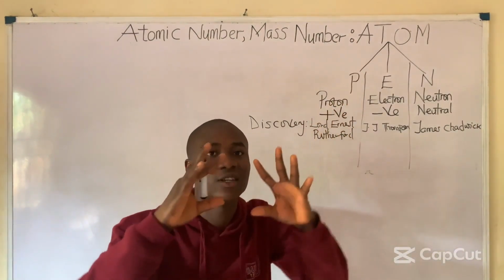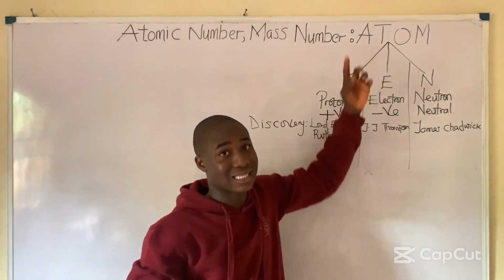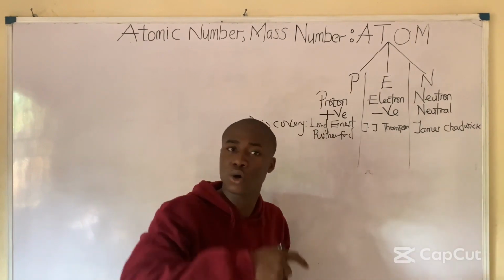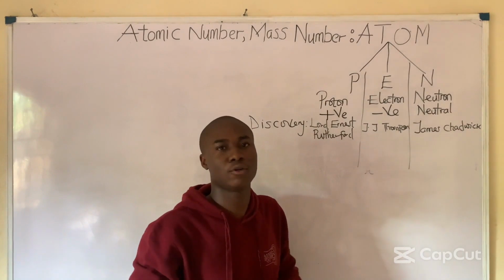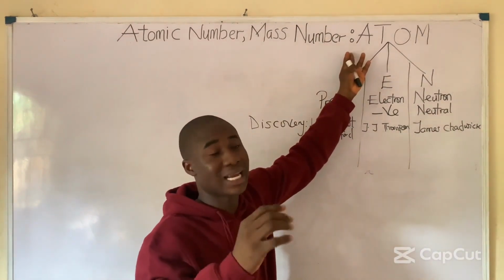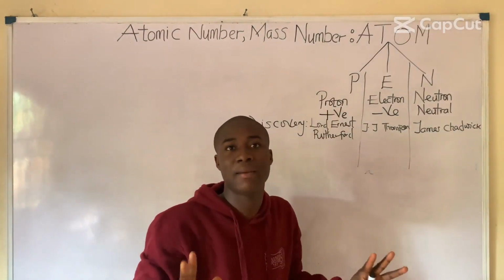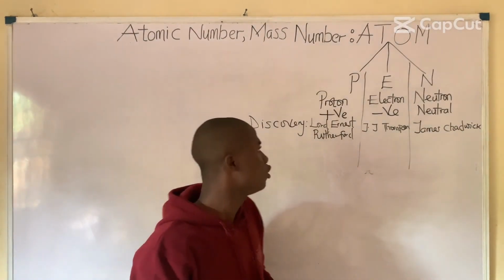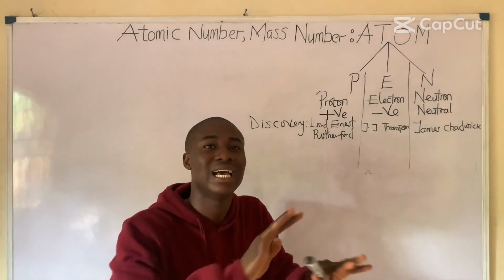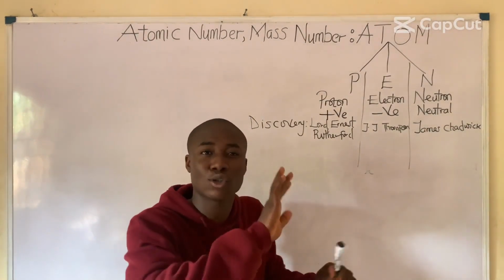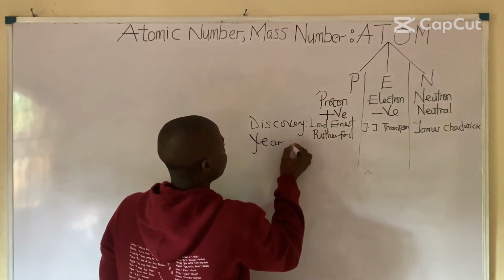And remember, the smallest unit of an element is called the atom, as the smallest unit of life is called the cell. The smallest unit of the kidney is called the nephron. So this atom is basically the smallest unit of an element. We have various elements in the periodic table. The point here is this: all of these subatomic particles were discovered differently by various scientists and also in different years. So let's talk about the years that these subatomic particles were discovered.